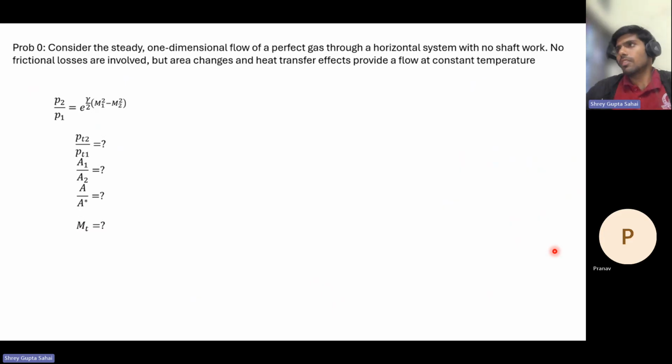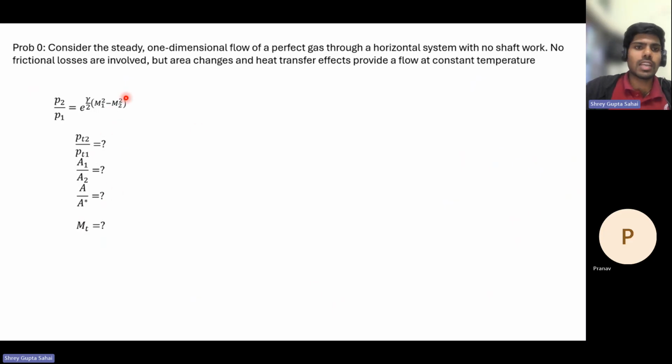problem 0. So there's a one-dimensional steady flow of a perfect gas, horizontal system, no shaft work, no frictional losses, but area changes and heat transfer effects are present such that the flow is at constant temperature. And now we are asked to derive certain expressions for the static pressure ratio, total pressure ratio, area ratios, and also area by this A star ratio, and what is the Mach number at flow. So we'll see how this problem evolves.